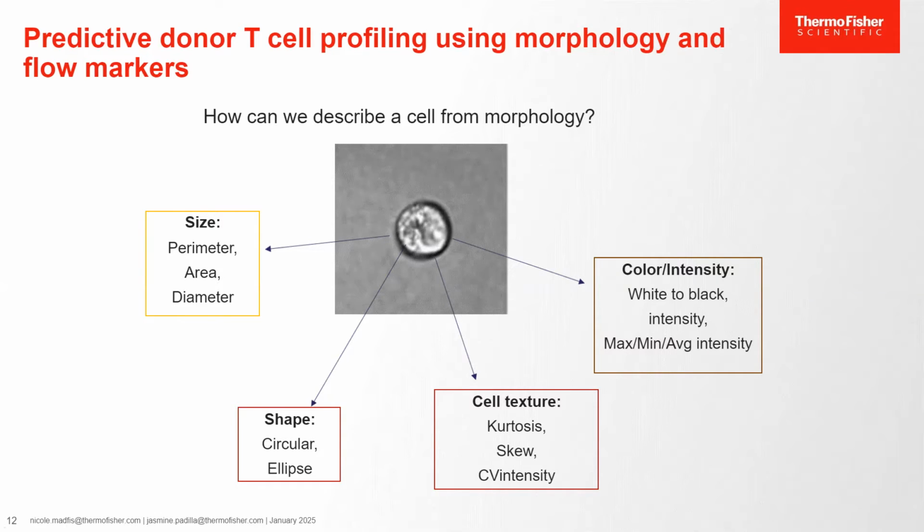There's color or intensity. This includes the degree of shading from white to black and measures like maximum, minimum, and average intensity, which provide insights into structural features. Then there's aggregation. This indicates whether the sample contains single cells or clusters, helping differentiate between individual events and aggregated populations. By breaking down cell morphology into these distinct components, we can more effectively leverage this information for analysis.